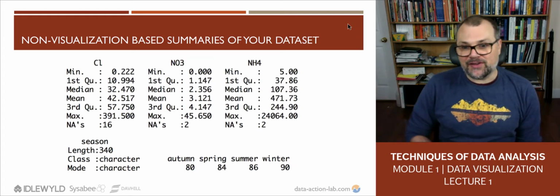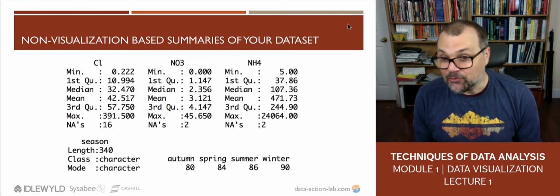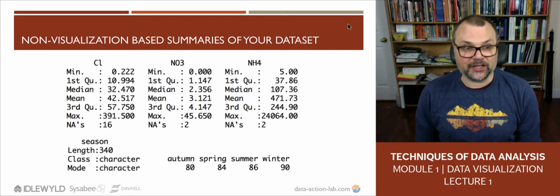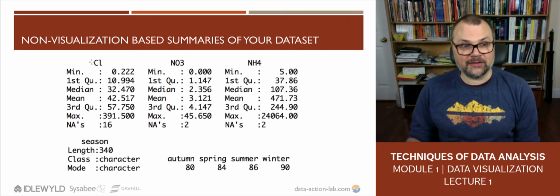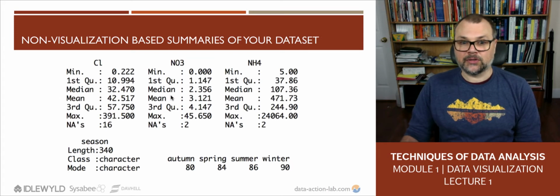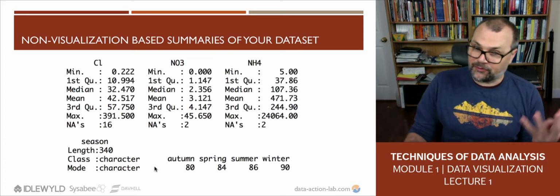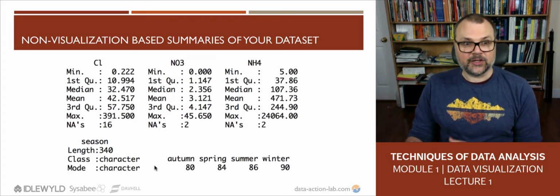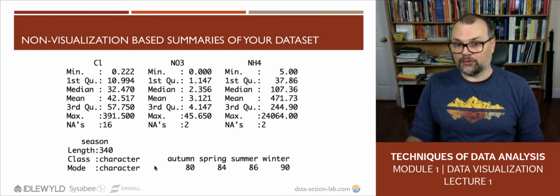You can tell how many variables there are in this summary, and you see 4 variables. There's a variable called CL, a variable called NO3, a variable called NH4, and a variable called season. Right? Is that it? We don't know. All we see here is information about 4 variables. There could be 4 variables in this data set. There could be a lot more than 4 variables.